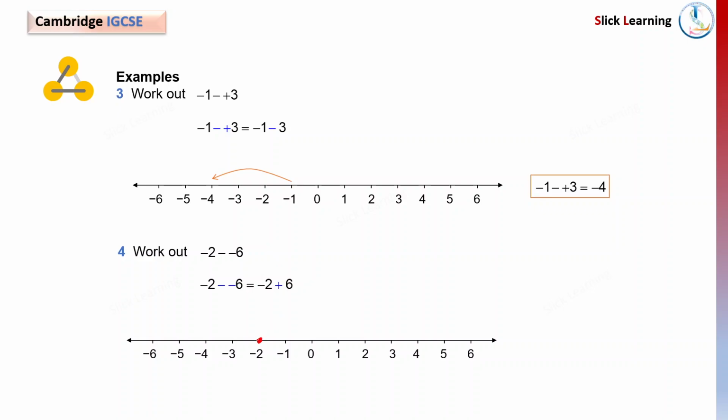Right now we are here and we are going to move 6 steps towards the positive side, means towards the right side. So 1 step, 2 steps, 3, 4, 5 and 6. So finally we reached 4. So we can say easily our result will be 4. So the result is going to be 4.